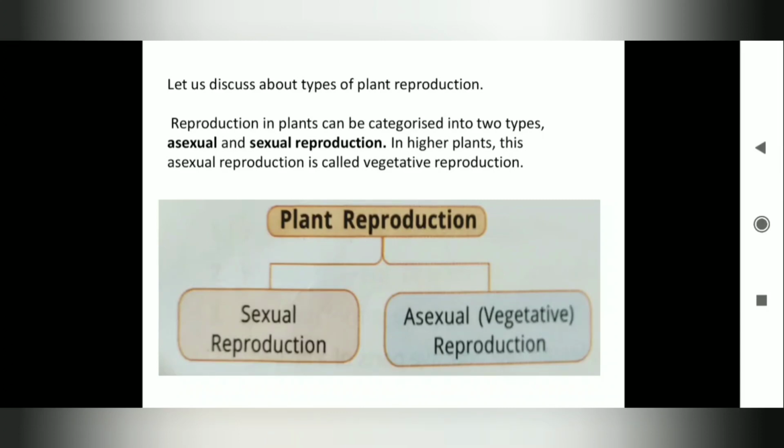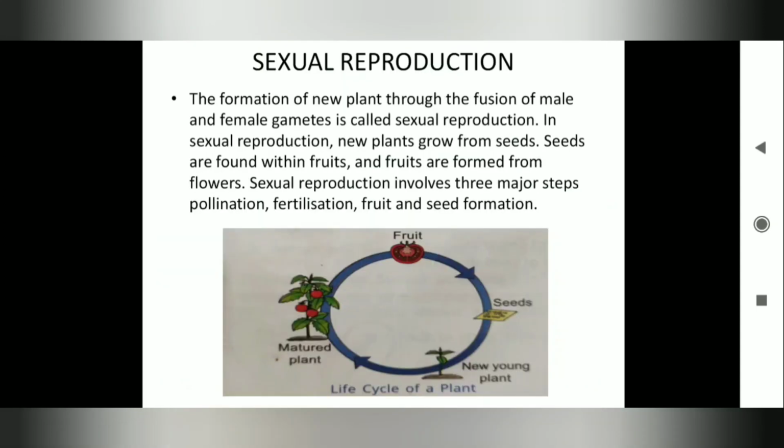Reproduction in plants can be categorized into 2 types. The first one is sexual reproduction and the other one is asexual reproduction, or you can also say vegetative reproduction. Sexual reproduction: the formation of a new plant through the fusion of male and female gametes is called sexual reproduction.